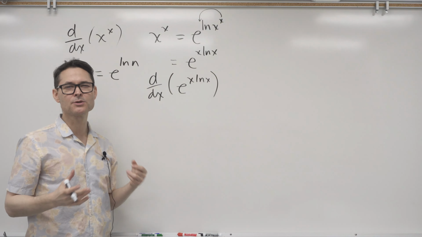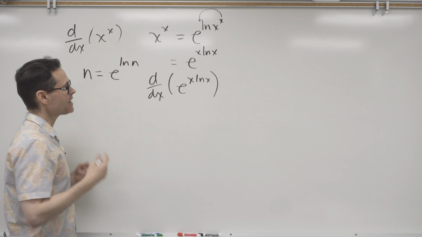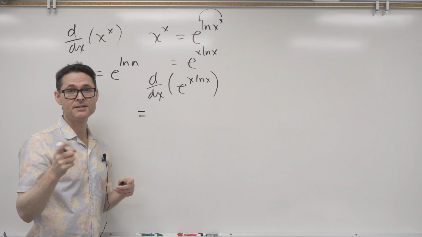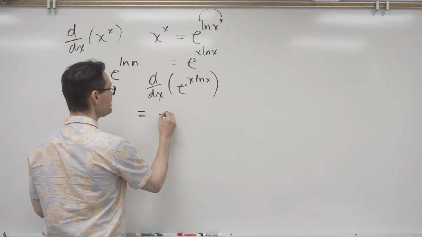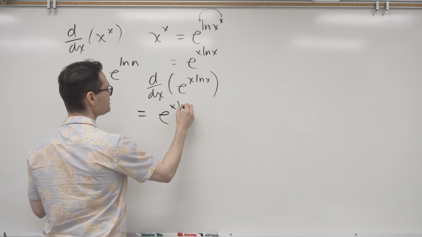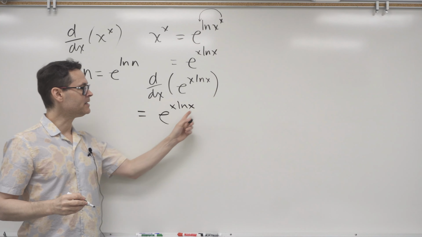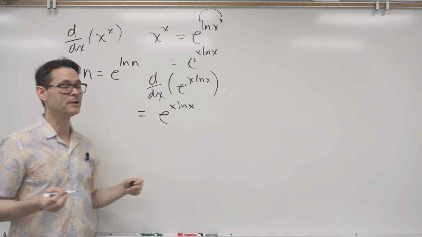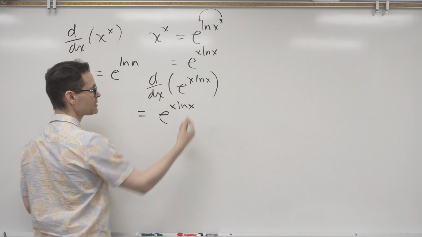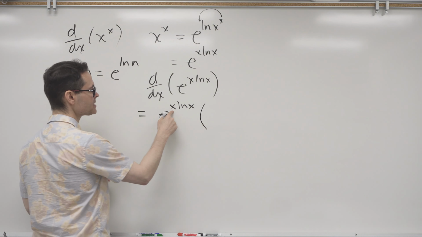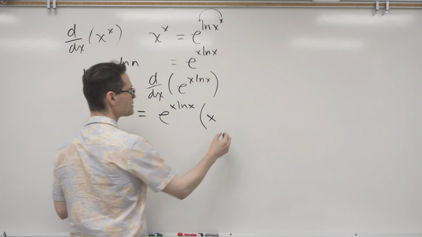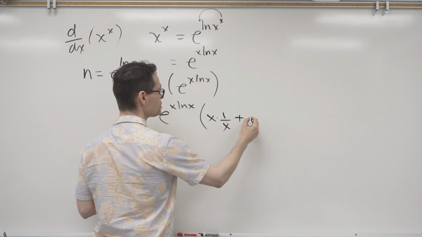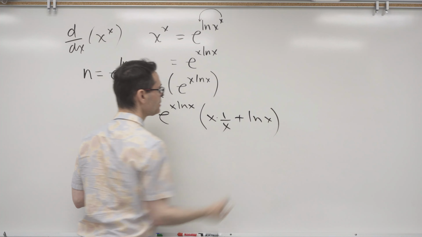There's no y, so there's no need to be implicit. So we're just explicitly differentiating. So this is going to be equal to, well, the derivative of e to anything is e to that something, e to the x ln x. And since we have an inside function, we have to take the derivative of it. The inside function is found in the exponent. So I'm going to take the derivative of the exponent and multiply by that. So it's x times the derivative of ln x, which is 1 over x, plus ln x times the derivative of x, which is just 1. So ln x, close bracket.